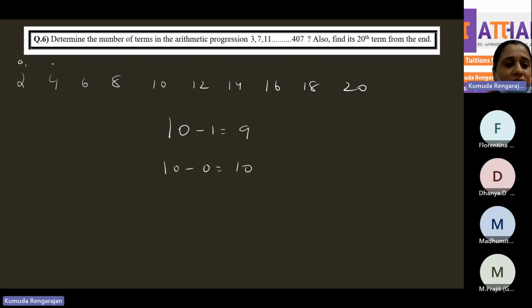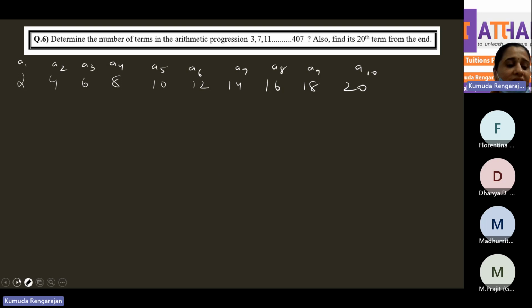See, these are the positions: A1, A2, A3, A4, A5, A6, A7, A8, A9, A10. Let me tell you my questions: first term from the end, second term from the end, third term from the end, fourth term from the end, fifth term from the end, and so on. Now the first term from the end is A10, right? That is the 10th term itself. So the first term from the end is the total number of terms, 10 minus 0, which is the 10th term itself.